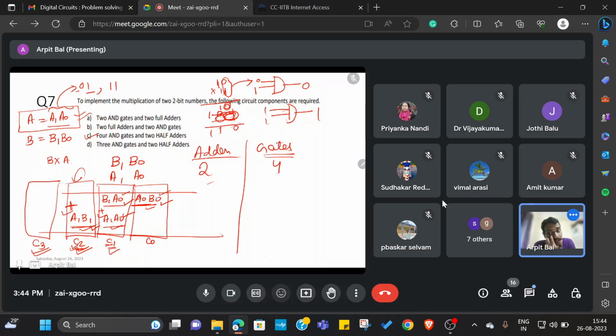Actually, someone said A. So A won't be possible because in A only 2 AND gates are mentioned, right? And also a full adder is mentioned. So full adder maybe you can use, but always prefer the option that is minimal in nature, right? So 2 half adders can do our job. So why should we go for 2 full adders? Okay, so 4 AND gates and 2 half adders will do our job. So option C is correct in this one.